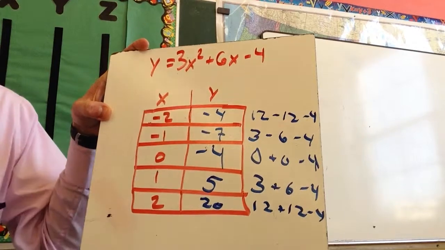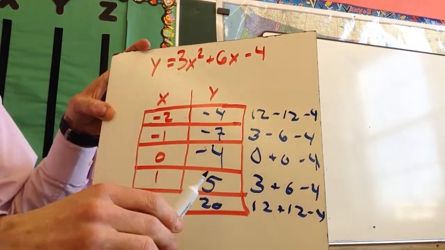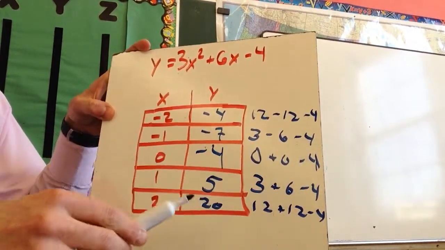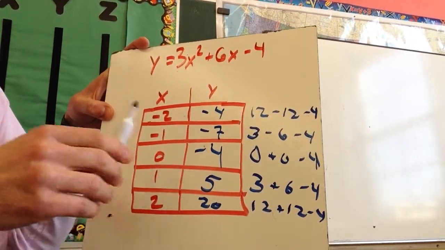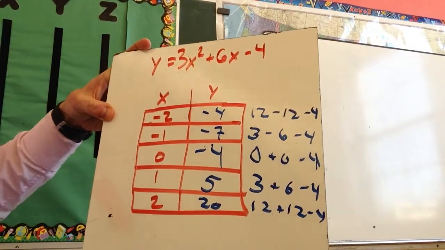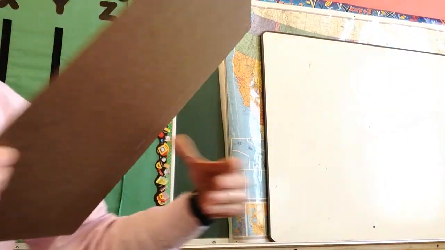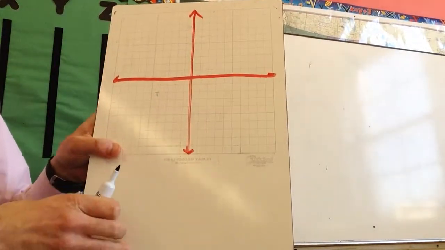Now, I want you to see that I didn't necessarily use a calculator, and if you do, you really shouldn't be typing things in all at once. You're just kind of going one at a time. And now what I'm going to do is take these points and put them on a graph. So if you look at that, I'm going to go negative 2 comma negative 4.